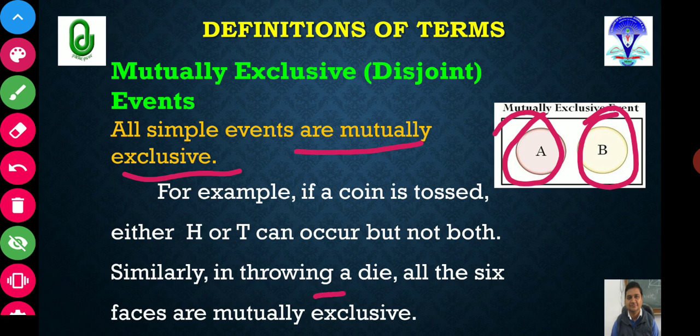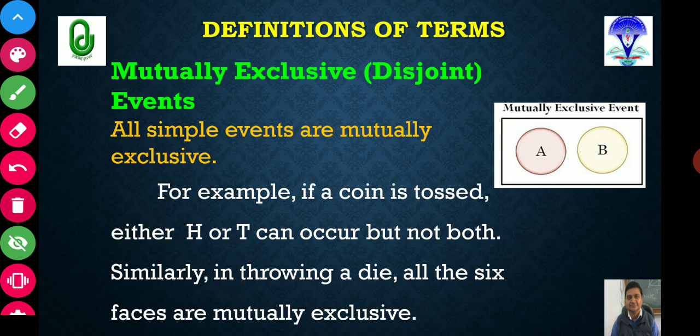Similarly, suppose you are throwing a die, all the 6 faces are mutually exclusive. Why? Because if you are throwing a particular die and there is 1, all other 5 events will not happen. If there is 2, the rest of the events like 1, 3, 4, 5, 6 will not happen. So this is the example of mutually exclusive event.